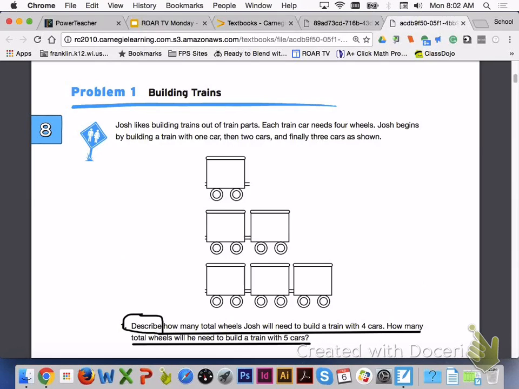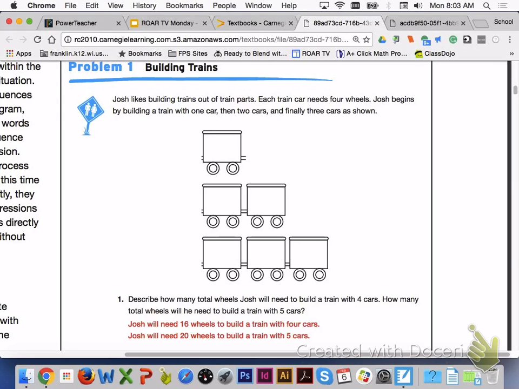Please turn to page 532, problem 1, building trains. Josh likes building trains out of train parts. Each train car needs 4 wheels. Josh begins by building a train with 1 car, then 2 cars, and finally 3 cars as shown. Please answer number 1 with your group members.